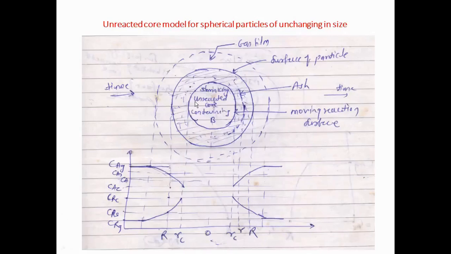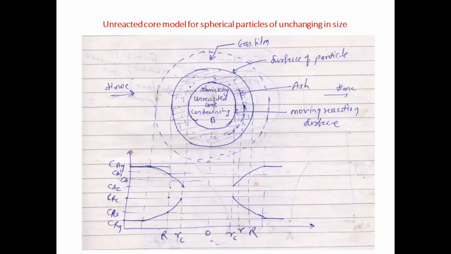This surface moves towards the center of the solid with the passage of time, because again the fluid comes and reacts on the surface. Then again an ash layer is formed. Again the fluid comes and reacts with the surface. It means a moving reaction surface, and finally this core will disappear. We have already seen this in the unreacted core model.